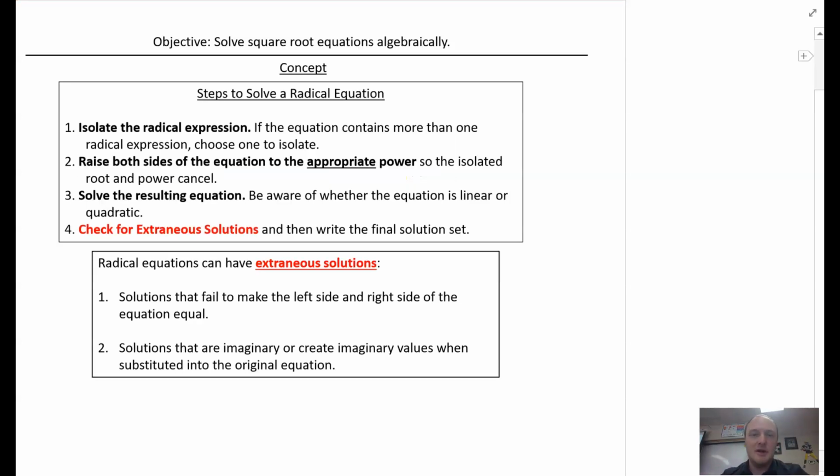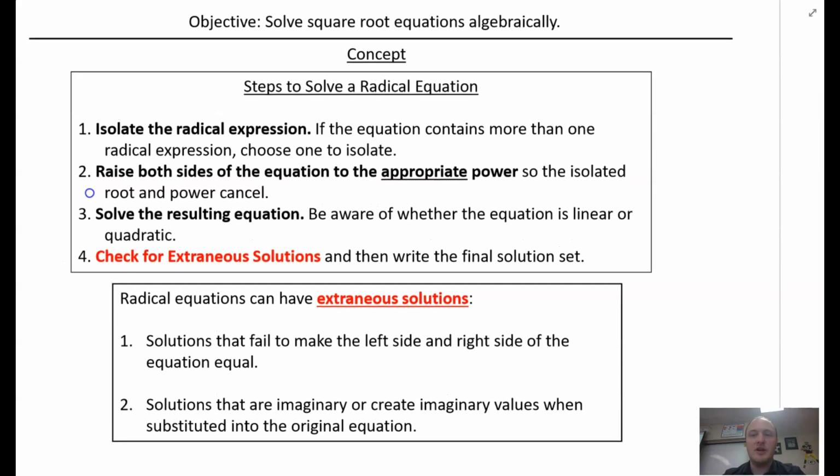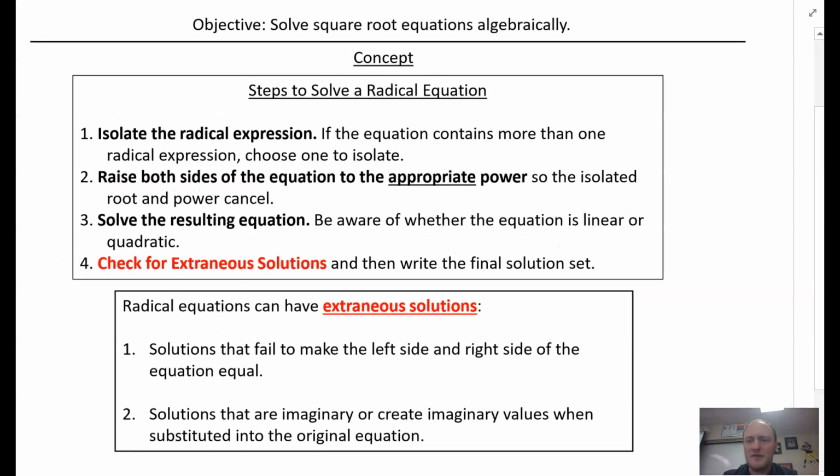For radical equations, we are going to follow these steps, and then we have to check for something. So with square roots, funny things happen. Here are the steps to solve a radical equation. First, isolate your radical expression. I want to get rid of everything except my radical expression. Then we'll raise both sides to the appropriate power. So if I'm working with the square root, I'll square both sides. If I'm working with the cube root, I'll cube each side. Third, solve the resulting equation. It's important to just know whether you're working with a linear equation or a quadratic, and how you solve those. Step 4, check for extraneous solutions. This is very important, and then we'll write our final solution.